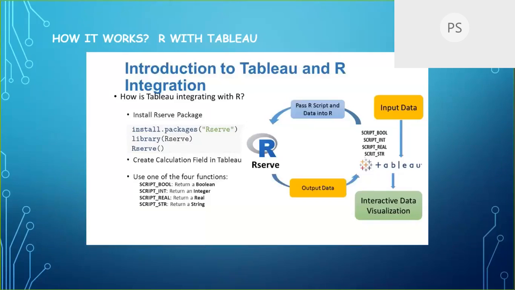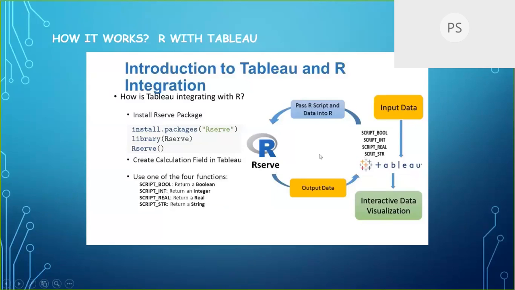If you can see the picture over here at the right side, R is mentioned there as Rserve. Rserve is nothing but a server which helps other tools to communicate with R. So in Tableau, we have 4 script types. One is script boolean, one is script integer, one is script real, and another is script string. So the 4 functions: bool is the boolean, int is the integer, script real is the real number, str is the string.